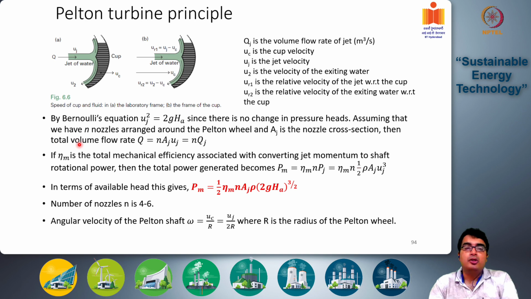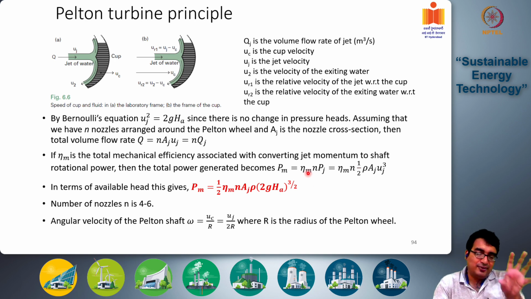So all the efficiencies from the transfer of jet momentum to the final generation of power are clubbed into this eta m mechanical efficiency value. The total maximum power generated is equal to this mechanical efficiency eta m into n times the power transferred by a single jet. So eta m into n into Pj. This is the efficiency term, and this is the number of nozzles.